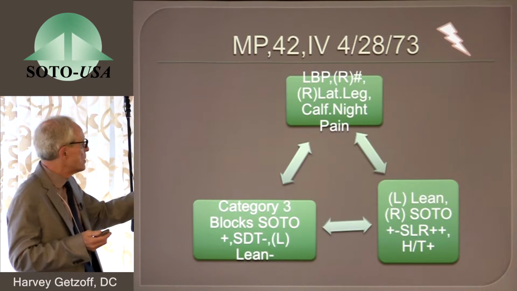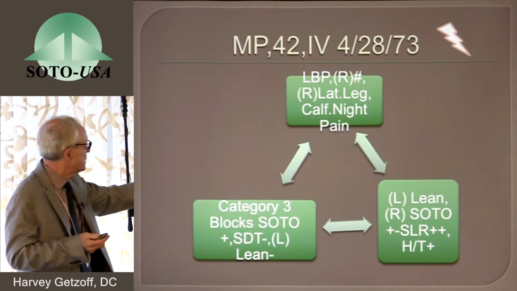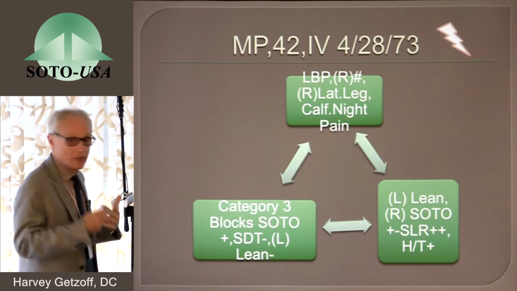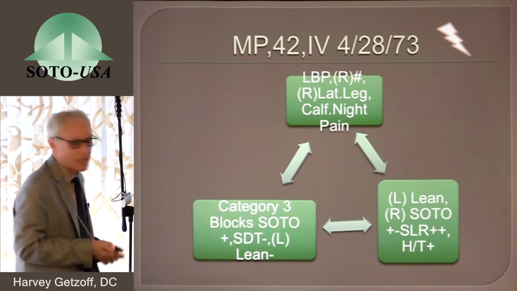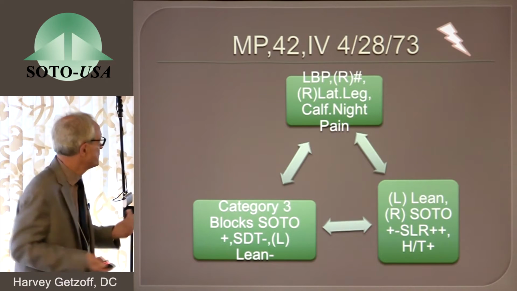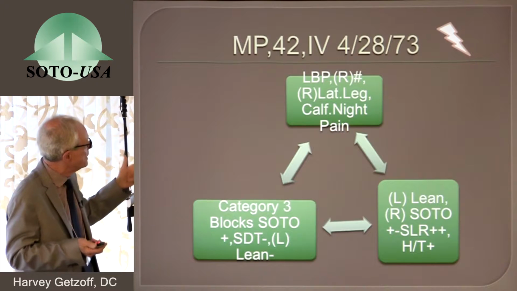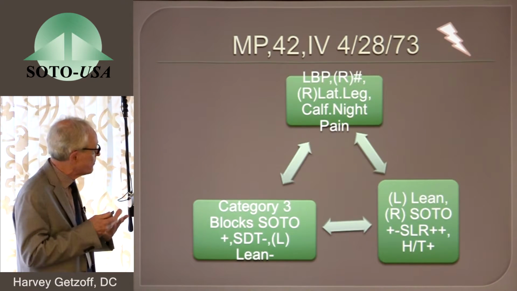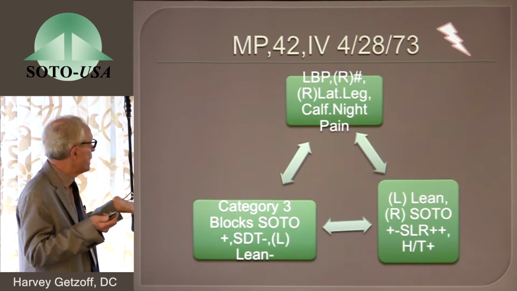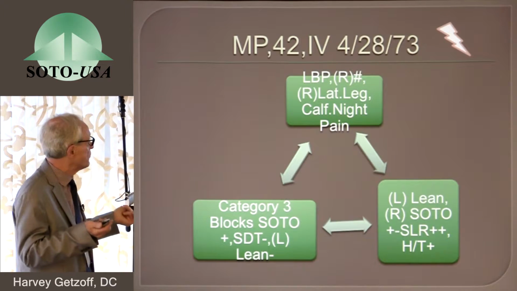We did a right SOTO, a pre and post. On the SLR, it was very limited, and he could not walk on his heels. So, in my opinion, based on everything, he has a herniated disc. He has no MRI or x-rays. So he's a category 3. We put him on the blocks, did the SOTO, and cleared the arm fossa, which wasn't there. We did SDT, sitting disc technique, and he still had the left lean.